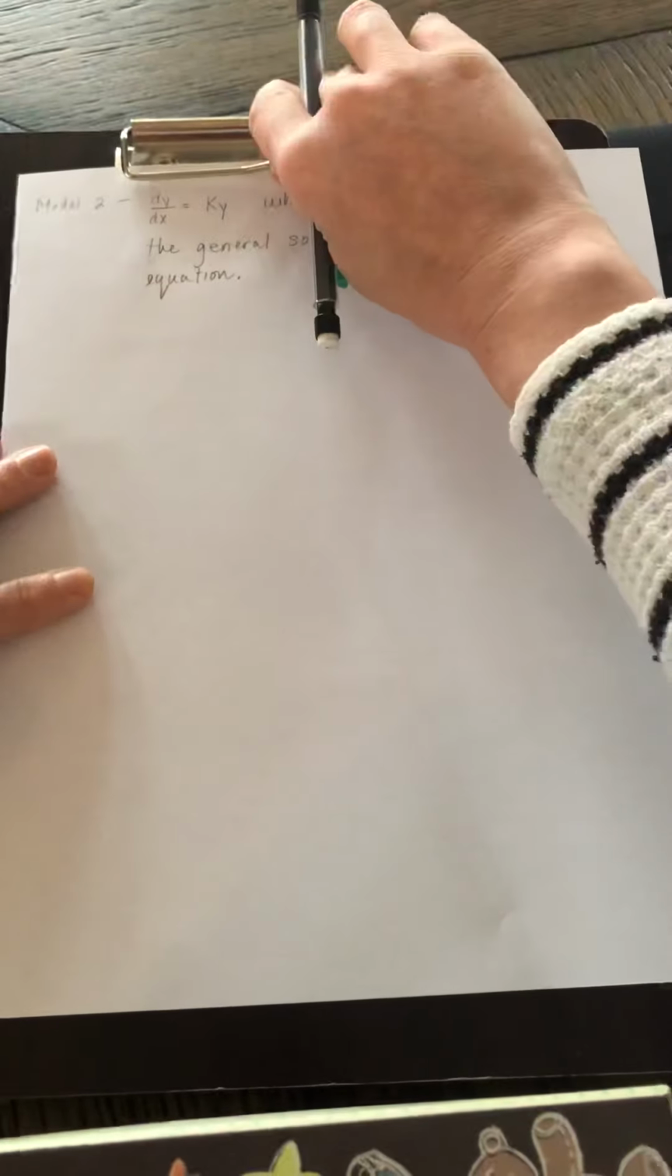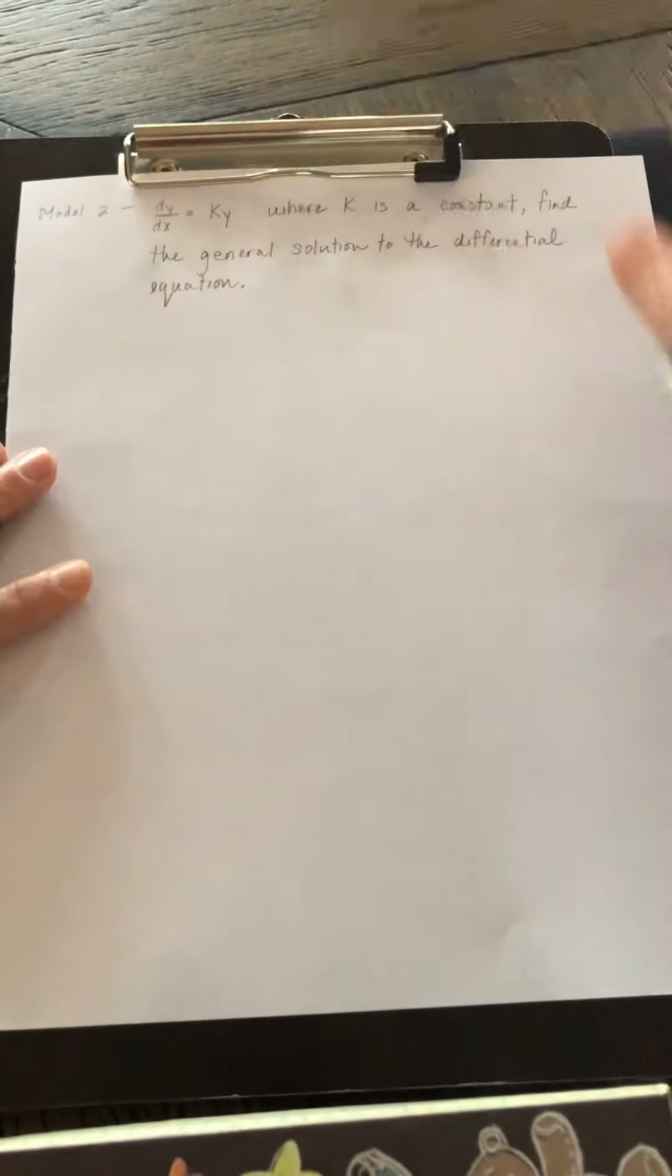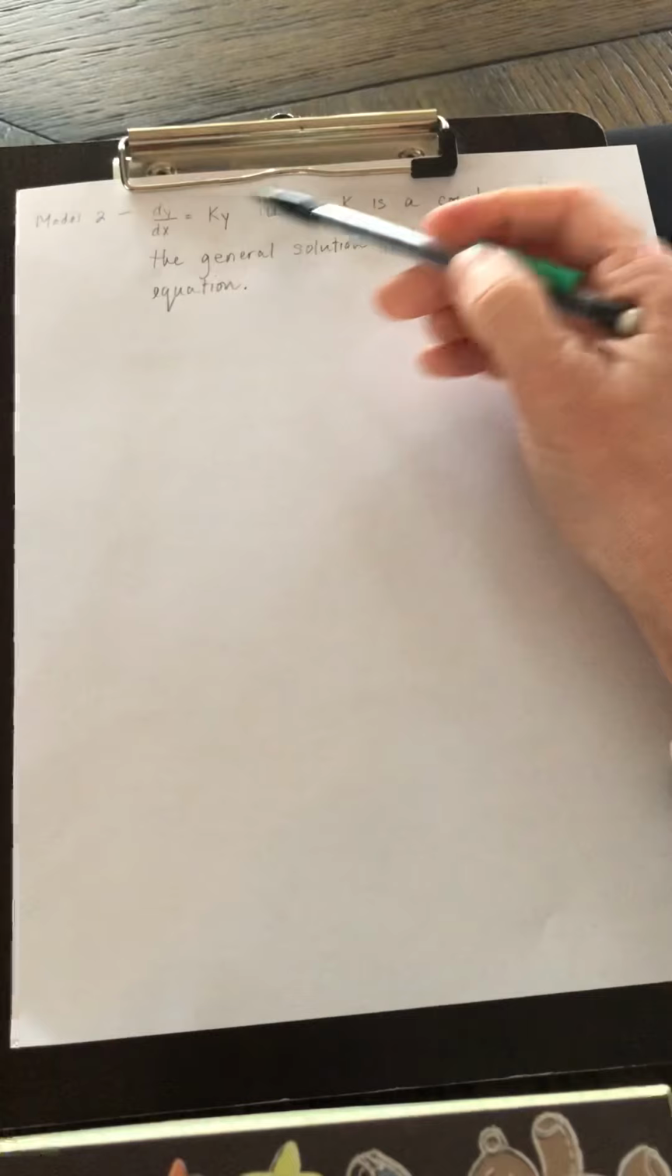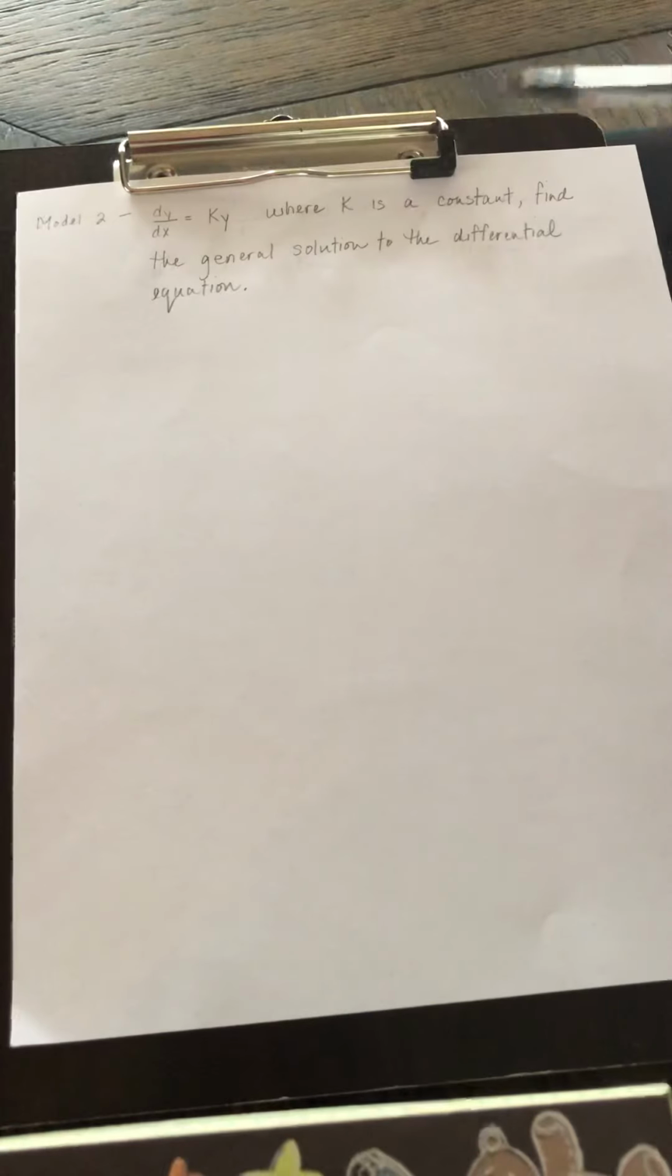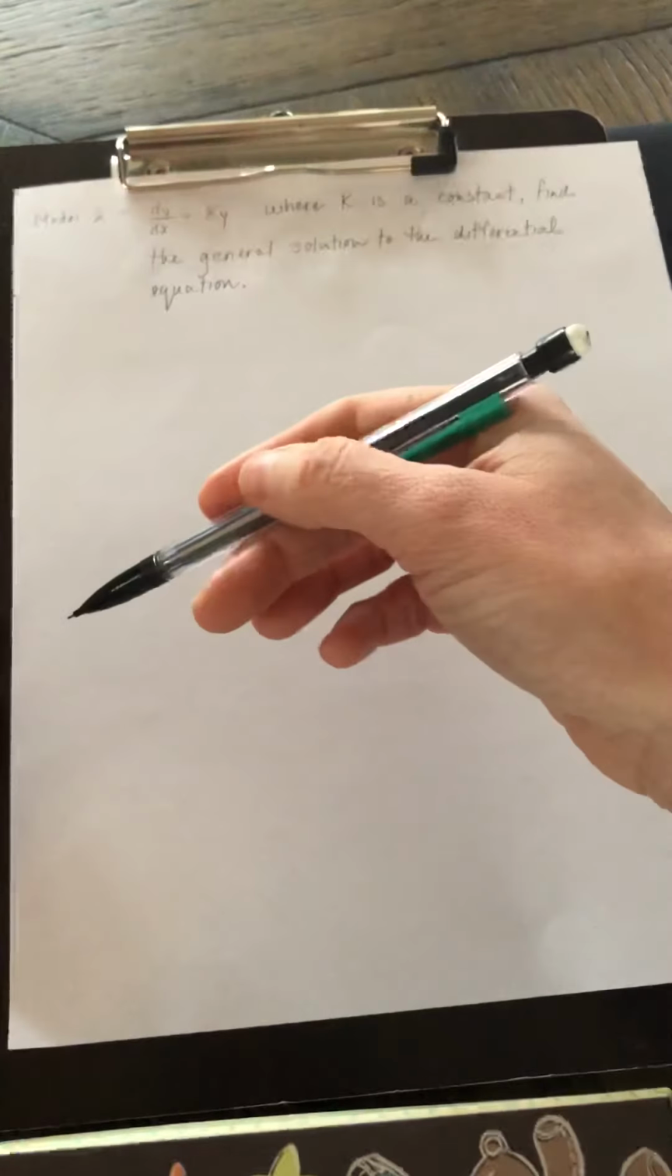This is Model 2. I changed the directions a little bit. This is actually going to run into tomorrow's lesson. So the derivative is ky. I'm not giving you a specific on what k is, I'm just saying that it represents a constant. Find the general solution to the differential equation. What is also missing from this is I didn't give you an initial condition. So we are not going to be able to figure out what that plus c is that we're eventually going to get within our step 2.